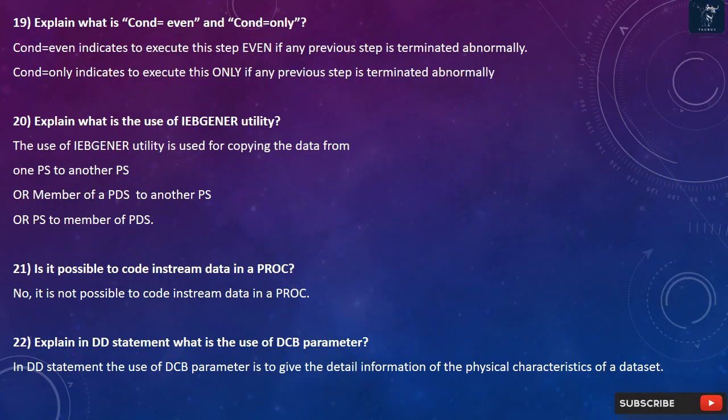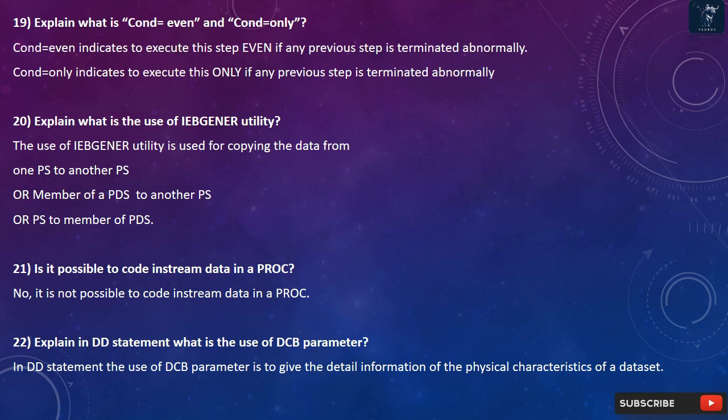19. Explain what is COND=EVEN and COND=ONLY. COND=EVEN indicates to execute the step even if any previous step is terminated abnormally. COND=ONLY indicates to execute this step only if any previous step is terminated abnormally.